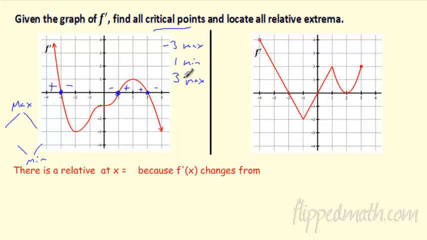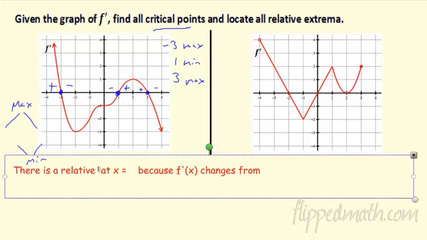Now this is not enough. I want you to justify this. So I want you to go back, because I want you to get in the habit of always justifying. So you're going to have to go back and say, hey, there is a what? There is a relative maximum. Where is it at? It's at -3. And why is it there? Because the derivative changes from positive to negative.